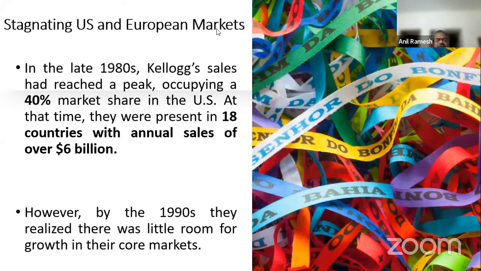And after maturity, what will happen is the sales will start to decline because there are only n number of customers. And those n number of customers will only buy that much of the product that they can. And once they buy that much of a product, they cannot buy anything more. So occupying 40% of the market share in the US. So they were doing very, very well in the US.